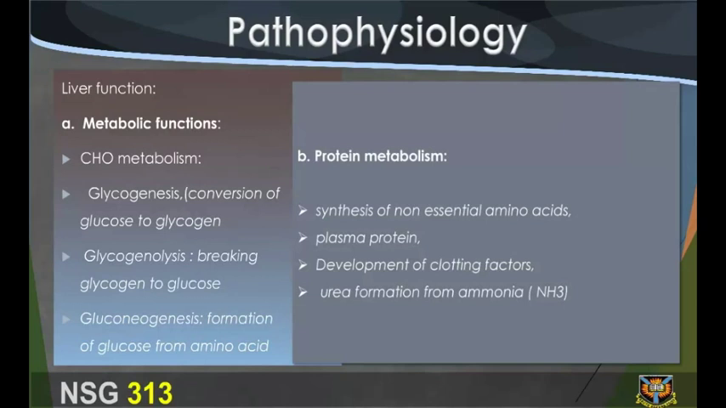Pathophysiology. Liver function. A. Metabolic functions: carbohydrate metabolism, including glycogenesis, conversion of glucose to glycogen; glycogenolysis, breaking glycogen to glucose; and gluconeogenesis, formation of glucose from amino acids. B. Protein metabolism: synthesis of non-essential amino acids, plasma protein, development of clotting factors, and urea formation from ammonia.